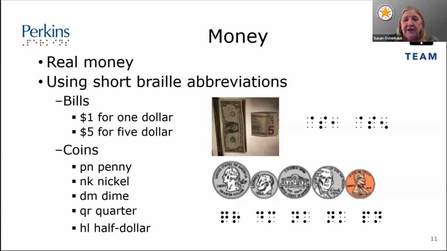But if you have a tactile graphic, in this particular case, they're supposed to figure out how much is a quarter, a dime, a nickel, another nickel, and a penny.